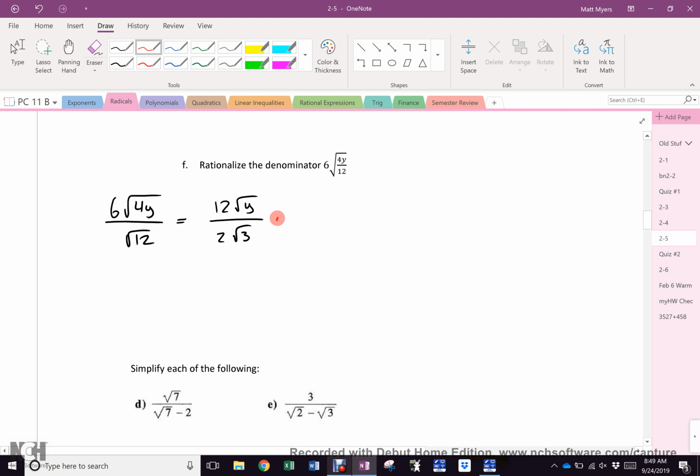So what am I multiplying by? To get what? 12 root 3y over what? 6. Now what am I tidying up? Two root 3y. Anything coming out of that? Everybody good? Yeah? Okay.